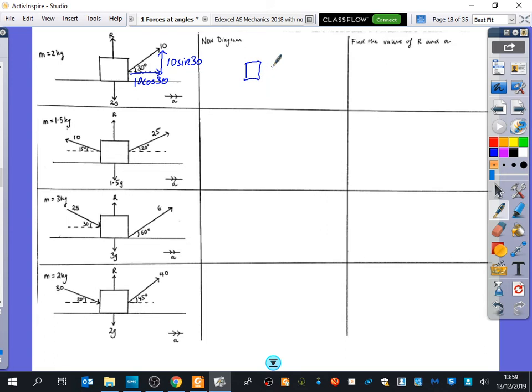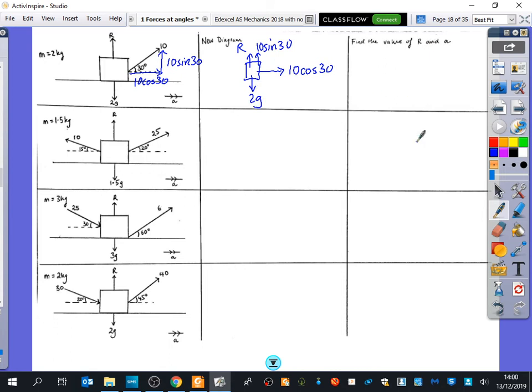Your second diagram, Amara, what forces have I got going to the right? 10 cos 30. Good. What forces do I have going up? R and 10 sine 30. Any other forces that I need to add? 2g. Okay, so when I do the value of R, this is what I want you to do in the third box.